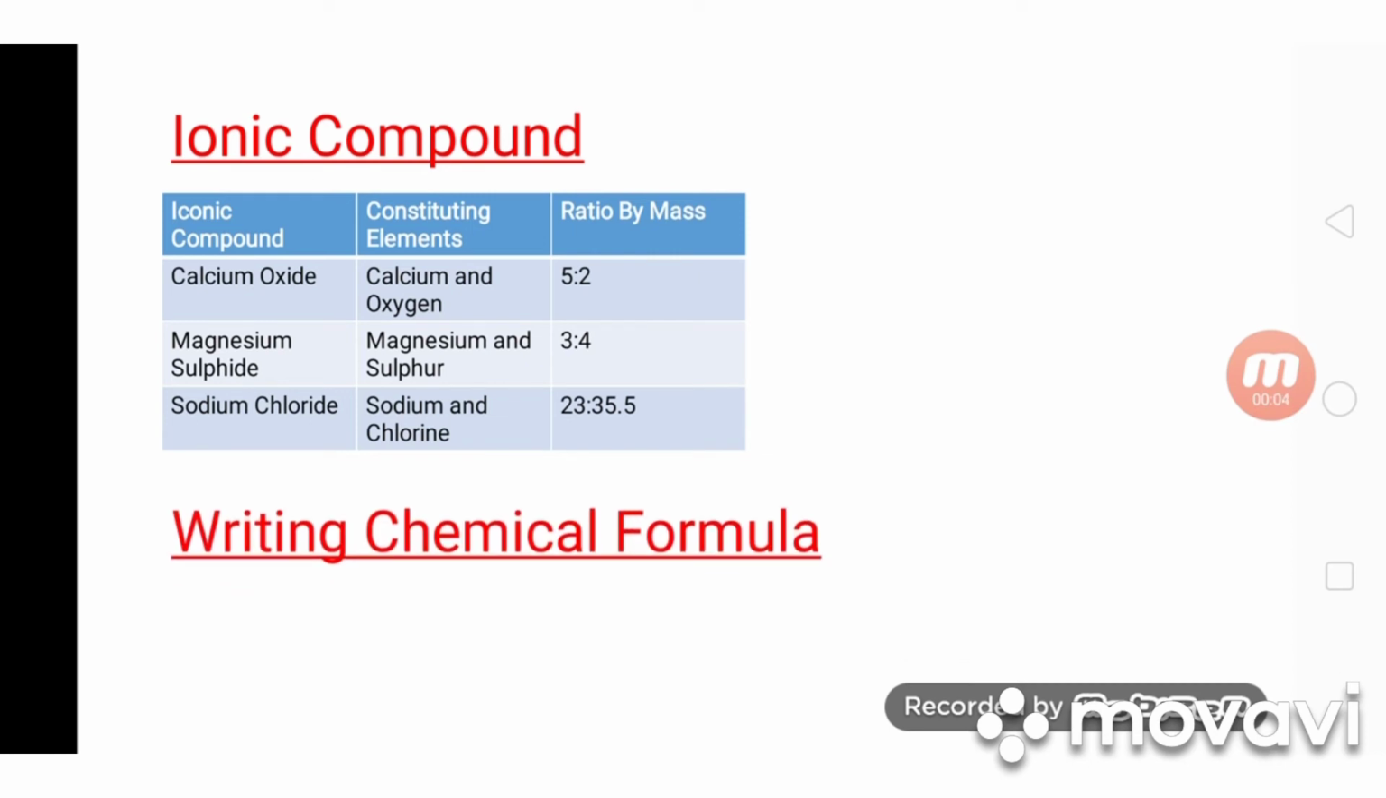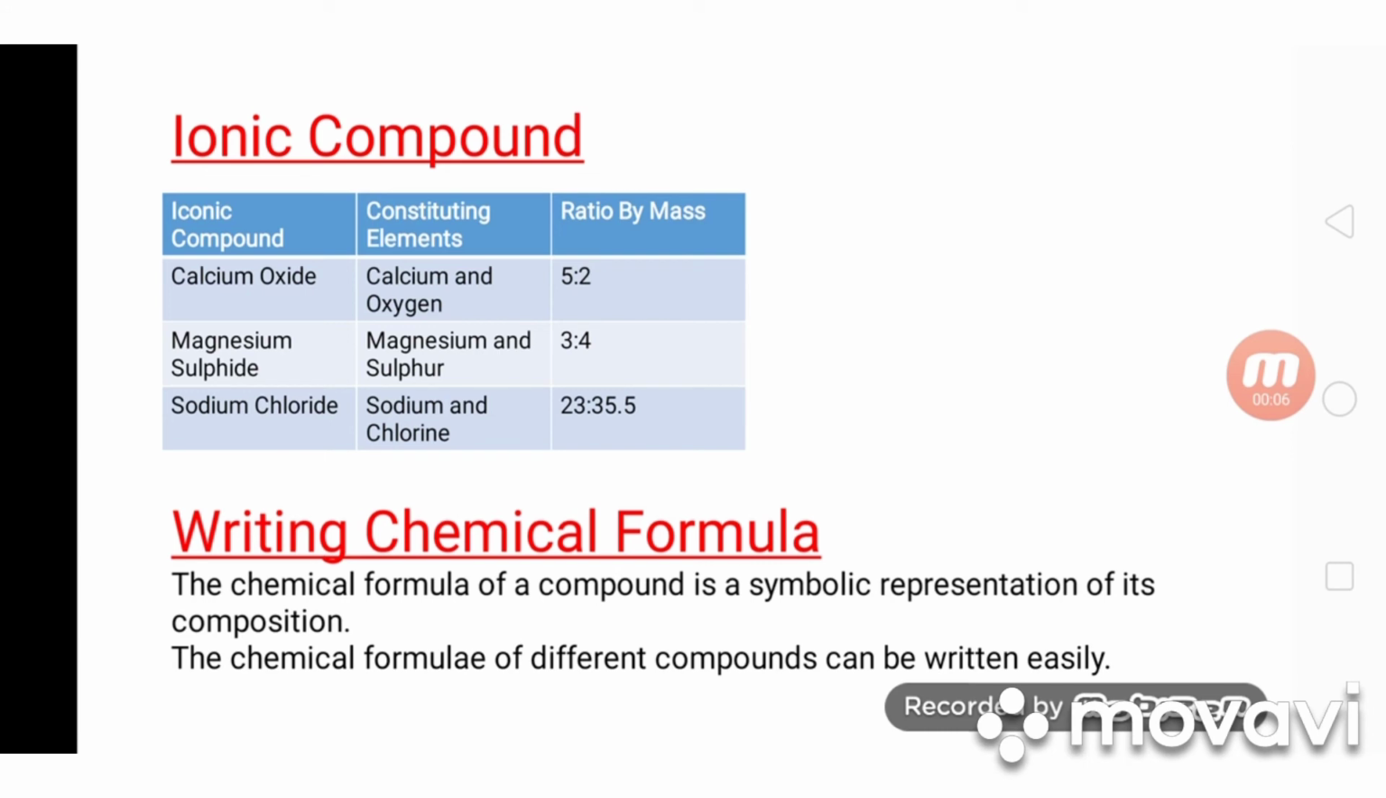Writing chemical formula. The chemical formula of a compound is a symbolic representation of its composition. The chemical formulae of different compounds can be written easily. Chemical formulas help in giving a symbolic representation of the composition of a compound. There are various methods in which chemical formulae of different compounds can be written, and we shall be discussing them further.